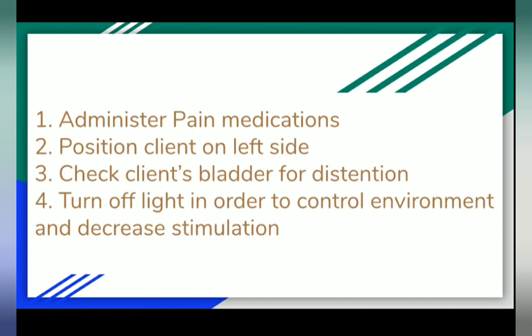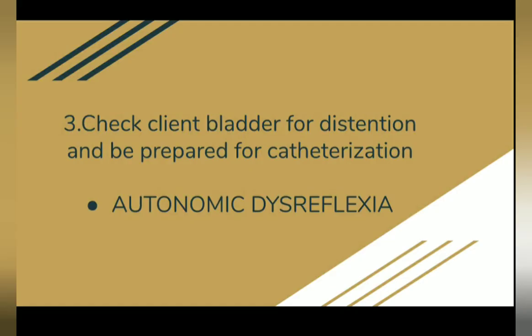The correct answer is option 3. Check client's bladder for distention. The nurse should immediately evaluate the client for bladder distension and be prepared for catheterization. Because client is experiencing autonomic dysreflexia, which is a medical emergency. So when considering the other 3 options, evaluating the client for bladder distension would be the nurse's priority.